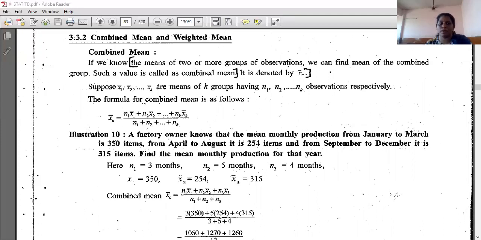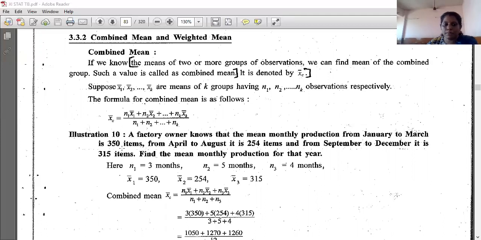Instead of that, we can use the combined mean method. The formula of combined mean is x bar c equal to n1 x bar 1 plus n2 x bar 2 plus n3 x bar 3, like this, divided by n1 plus n2 plus n3, like this continuation. So this is the formula of your combined mean. Let's see one illustration based on combined mean.